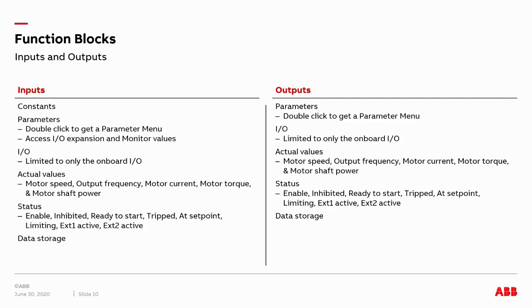But ultimately on both sides, you get things like parameters. So I can actually go read the parameter lists for an input so I can see what something's set as. I can also write to the parameters if it's an output and tweak some of the settings. I also can read the I/O or even write to the I/O. So I can actually change the states of relay outputs if I use an output. I can read the state of a digital input if I use it as an input. Actual values are going to be readings of the drive, things like motor speed, output frequency, motor current, motor torque, and motor shaft power. These are all attributes which you can read directly from the drive. Also, you can output in some cases directly to the drive to change some of those values.